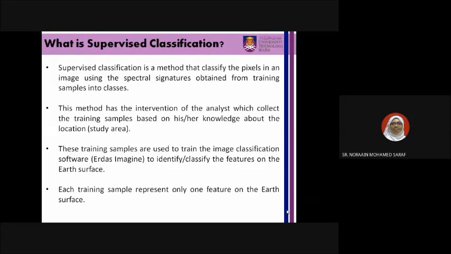Supervised classification is a method that classifies the pixels in an image into classes using the spectral signatures obtained from training samples. This method has the intervention of the analyst, who collects the training samples based on his or her knowledge about the location. These training samples are used to train the image classification software to identify or classify the features on the Earth's surface. Each training sample represents only one feature on the Earth's surface.